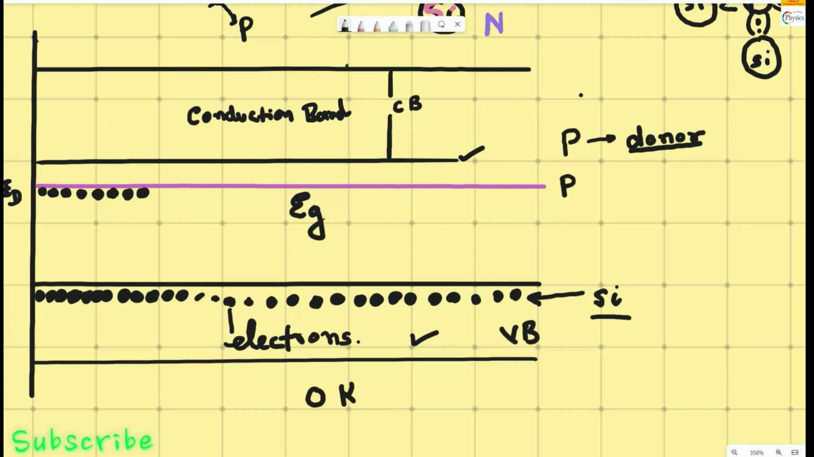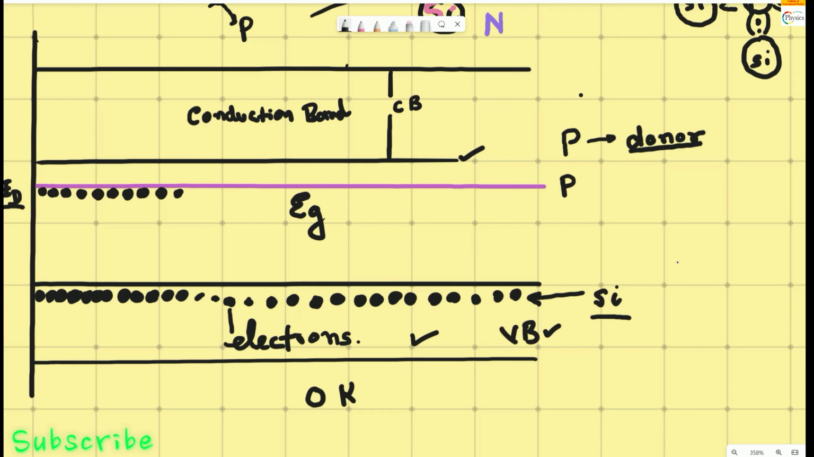The electrons from the valence band, or the silicon electrons, are not able to reach the conduction band. The electrons available with phosphorus, which I just showed you here very close to the conduction band, have created a donor level energy. It's called donor level energy, or energy level of the donor. These electrons are also not able to jump across and reach the conduction band.